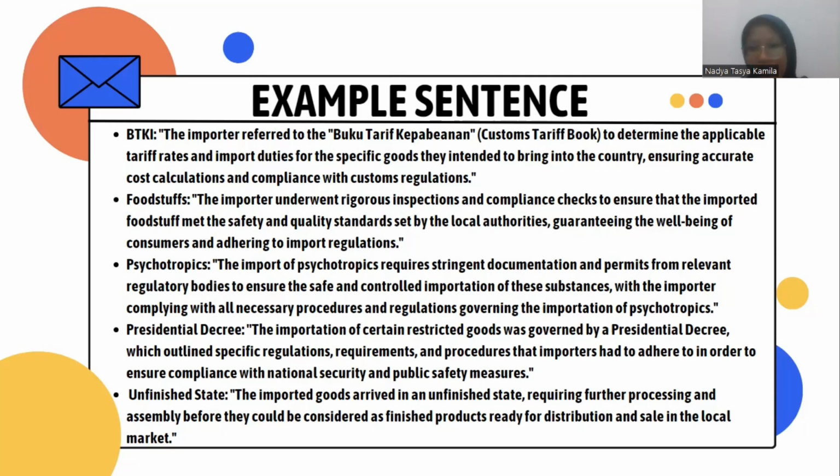Presidential decree. The importation of certain restricted goods was governed by a presidential decree, which outlined specific regulations, requirements, and procedures that importers had to adhere to in order to ensure compliance with national security and public safety measures.